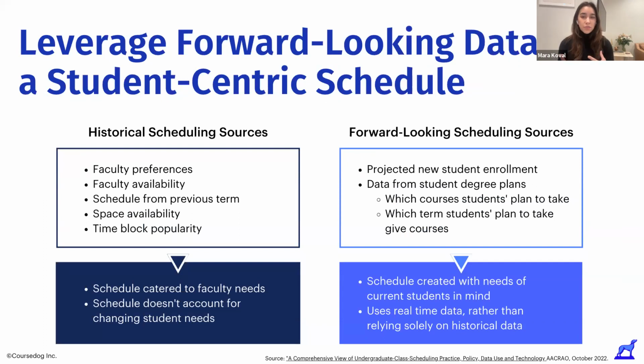Historically, there's always been a bit of guesswork when it comes to creating the course schedule. As we mentioned previously, the ACRA survey found that faculty availability and faculty preference were the two top factors when beginning a new scheduling cycle. Using these factors to create the course schedule means the schedule is more centered on faculty needs than it is on student needs. Additionally, looking at data from previous term schedules gives an incomplete picture of how student demand may be changing or how it may not have ever even been met.